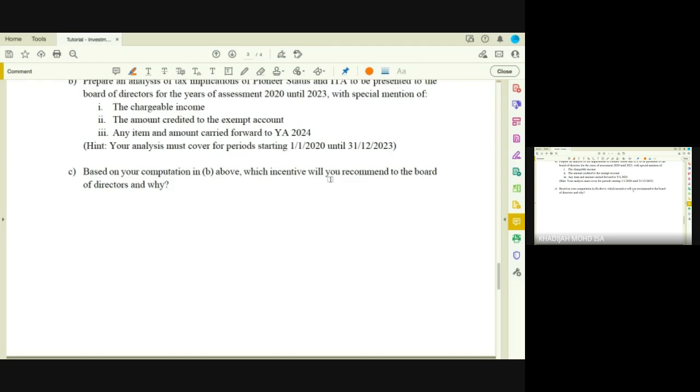Please make sure that before you come to class, you have done these 4 questions under pioneer status. Because when you do your ITA, you must make sure that you really understand your pioneer status, so that when you do ITA, a new topic, you know what the differences are between the pioneer and the ITA. You get that?